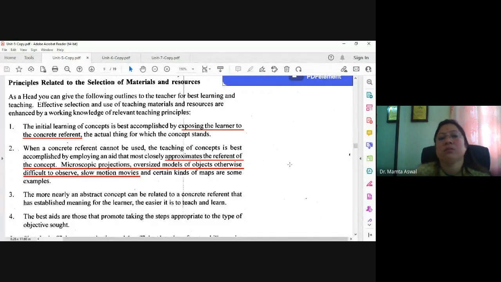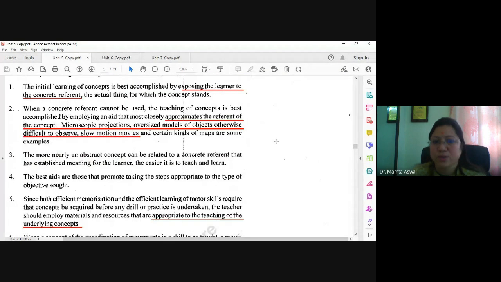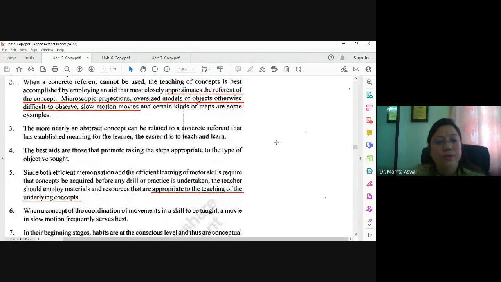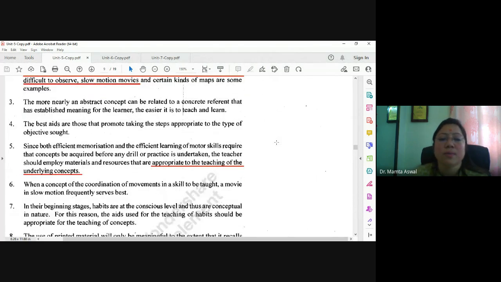Now, how to select the material and resources? The very first thing is concrete reference. The child must see the things in concrete form, and if that's not possible, then other things can be utilized, like movies or some kind of videos, or some maps. So the first thing is concreteness. If you are able to provide concrete examples, then it's good. Otherwise you can make use of certain other models.